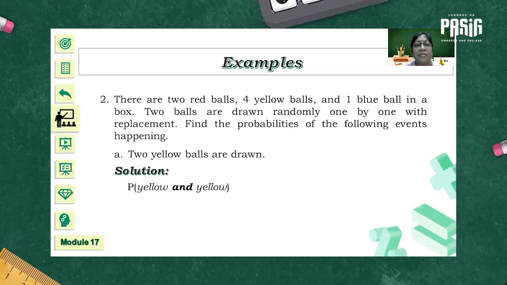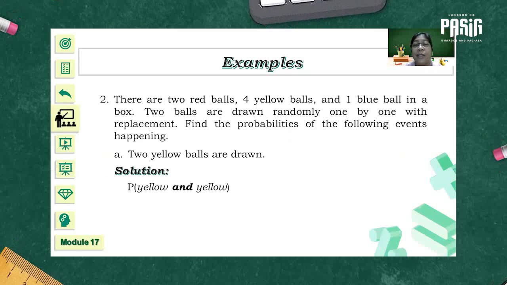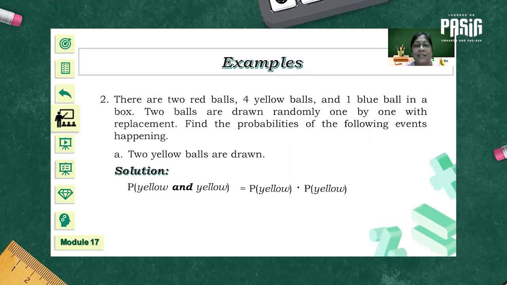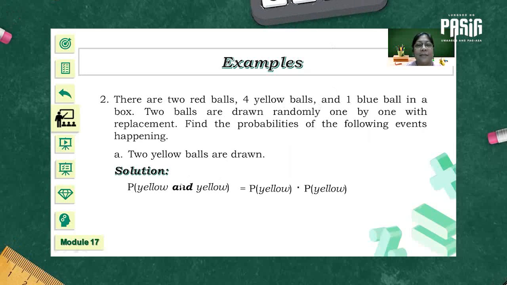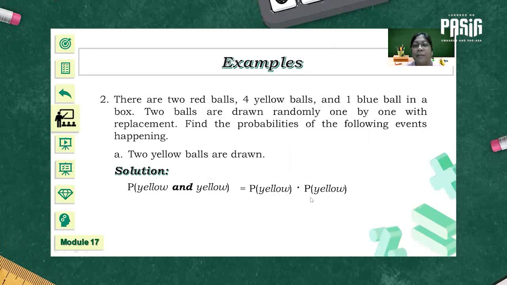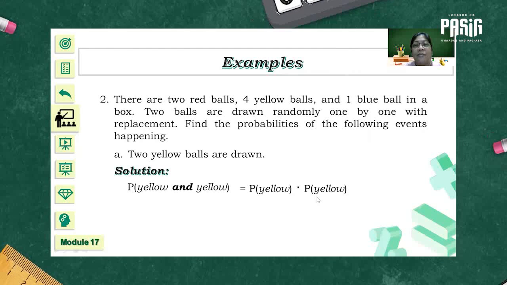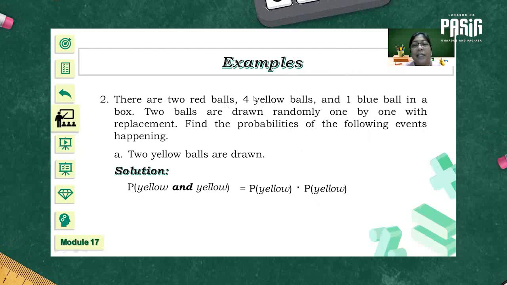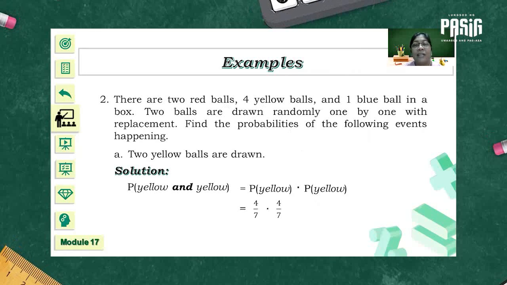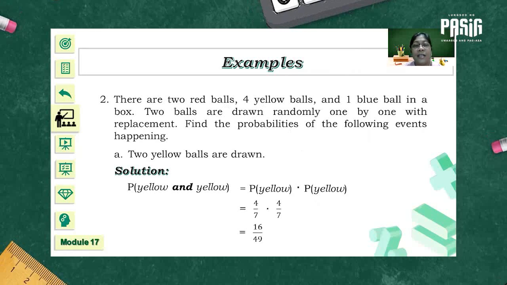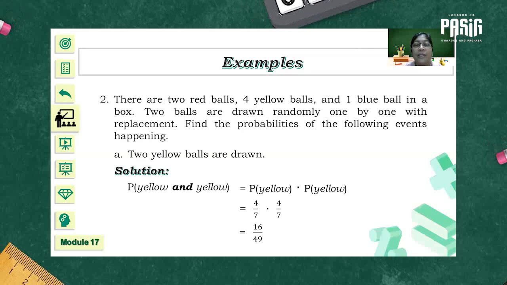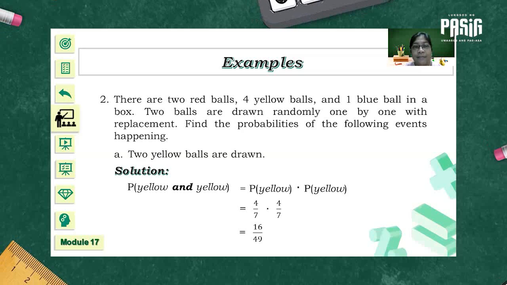So what is the formula to solve for the probability of yellow and yellow? All you need to do is to multiply their probabilities. So the word "and" means you're going to multiply the probability of both events. So since there are 4 yellow balls, the probability of getting yellow is 4 over 7. Times 4 over 7, you'll get 16 over 49. So the probability that the 2 yellow balls are drawn is equal to 16 over 49.